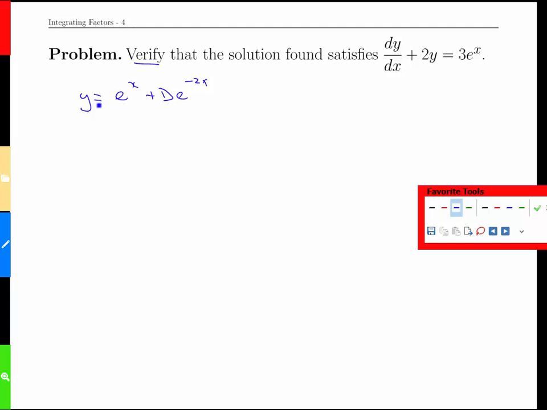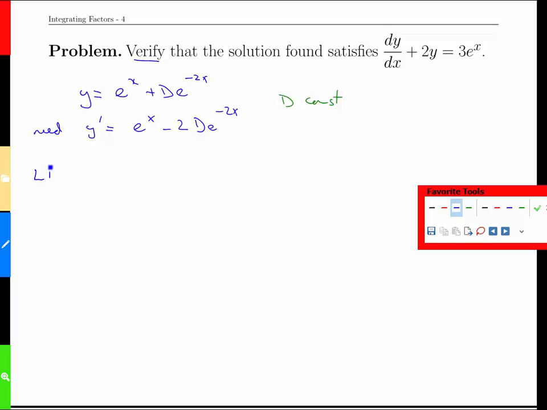So what we do to verify that is we simply sub in to the left-hand side and the right-hand side. To sub into the left-hand side, we're going to need y prime, though, which would be e to the x minus 2d e to the negative 2x. Remembering that d is a constant. It does not change with x, so we can do a simple derivative here, the exponential part. When we do that, we can evaluate our left-hand side, which is y prime plus 2y. There's y prime. And 2y, there's our y.